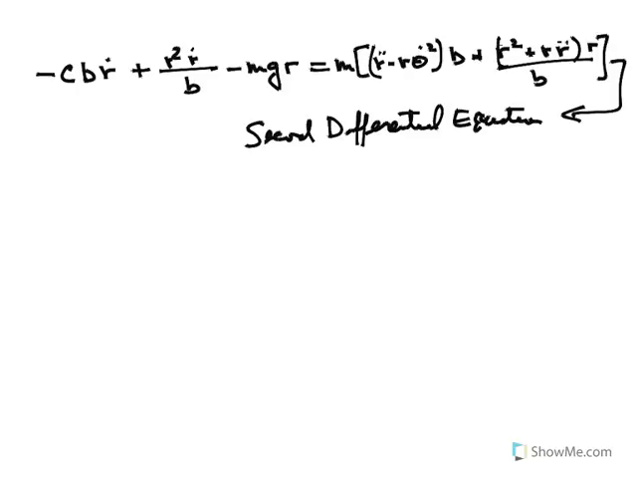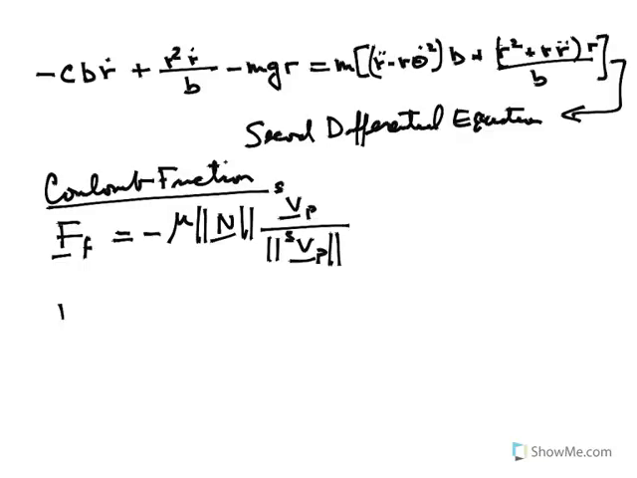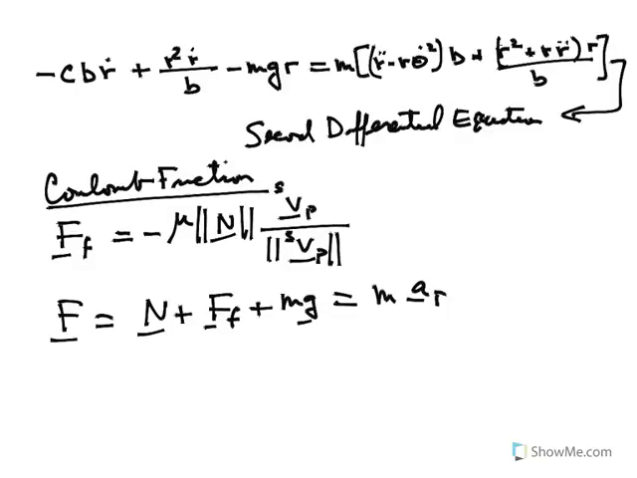So now for the case of Coulomb friction, things get a little bit more complicated. So for the case of Coulomb friction, my model is that this friction force is minus mu times the magnitude of the normal times the velocity as viewed by an observer fixed to the surface divided by its magnitude. And so that tells me that the total force, which is equal to N plus F sub F plus mg, which has to equal the mass times the inertial acceleration.